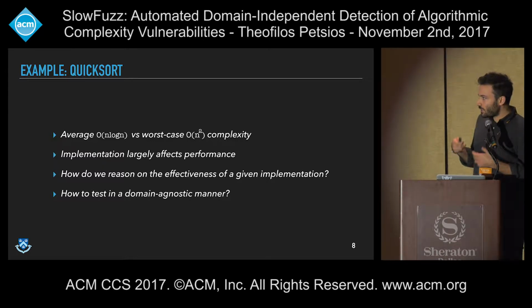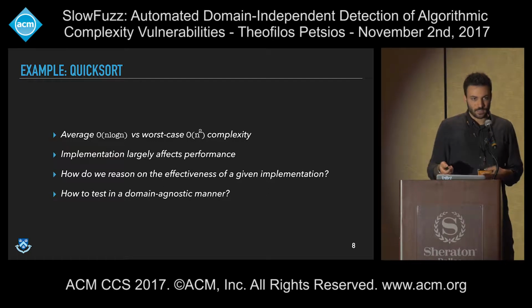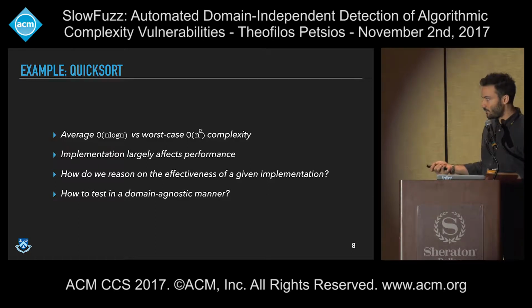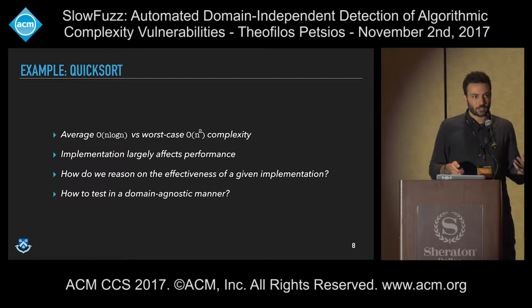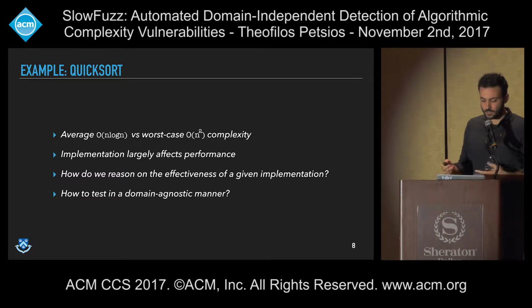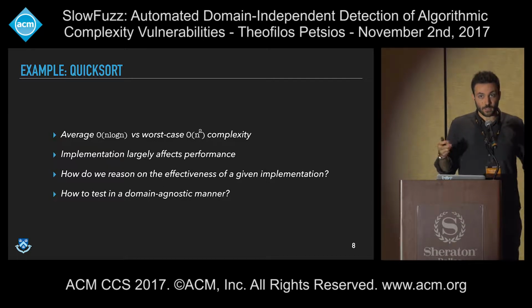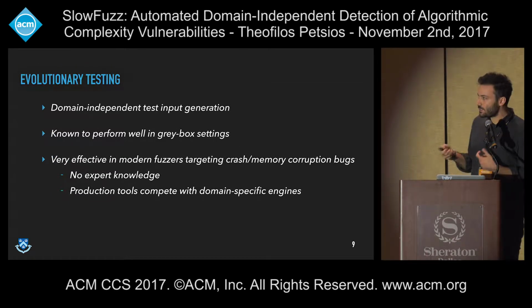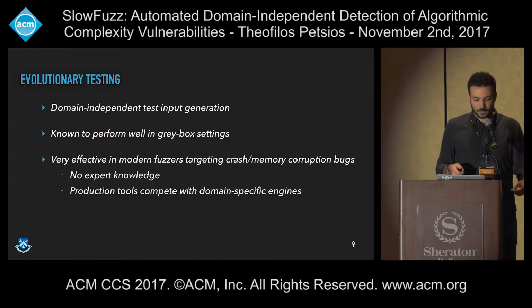One natural choice for this was to turn to evolutionary testing. Evolutionary testing is a very well-known technique which offers domain-independent test input generation. It has been shown to perform really well in gray box settings where you don't have a lot of information about the internals of the application you're testing. Predominantly, it has been used in modern fuzzers targeting crash or memory corruption bugs. There we have fuzzers that don't have any sort of expert knowledge, but compete with domain-specific engines due to their evolutionary core. So the question we asked: can we steer evolutionary testing towards complexity bugs in particular?